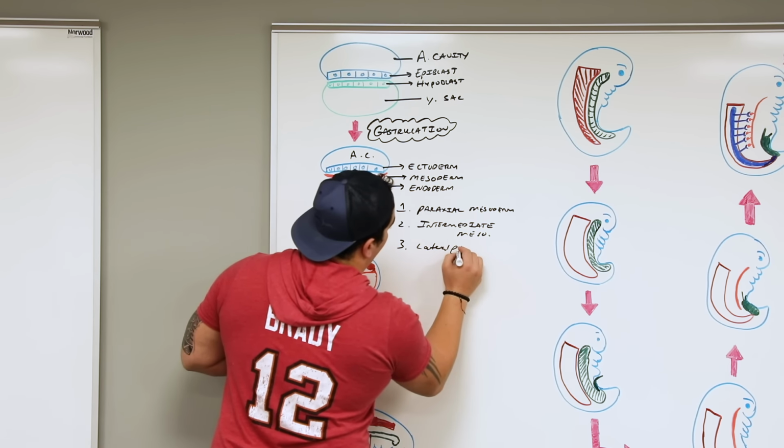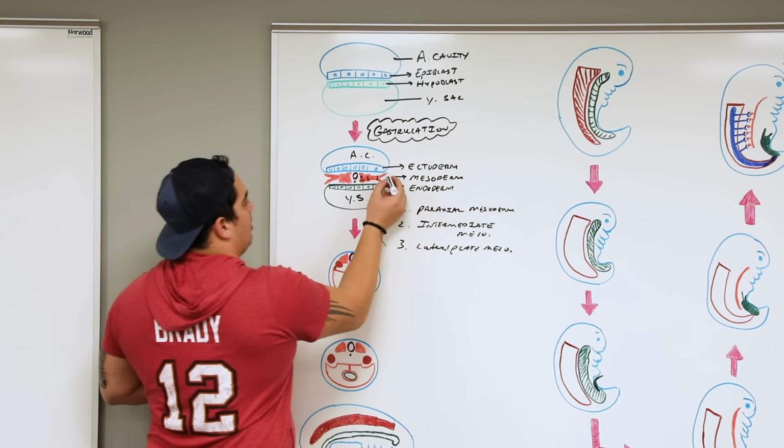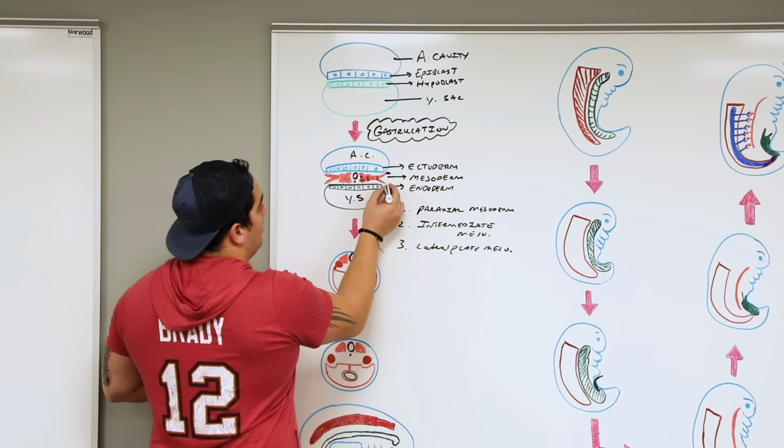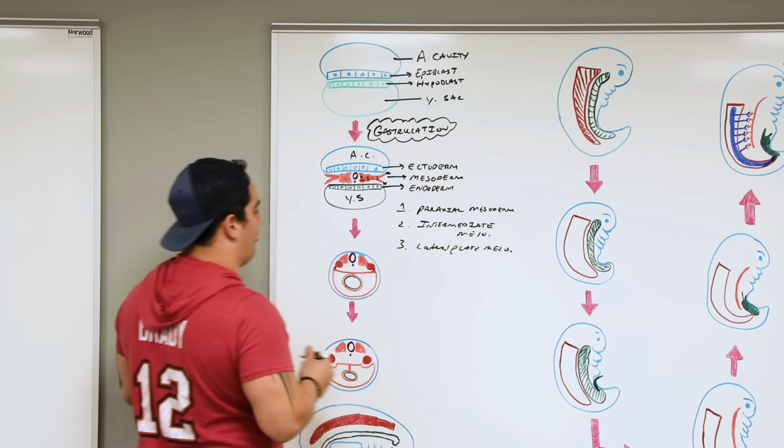And the lateral plate mesoderm has 2 layers, right? Which is going to be this top layer going with the ectoderm, which is called the somatic layer, and this layer here going with the endoderm, which is called your splanchnic layer. We know that. We're pretty good at that part, right?